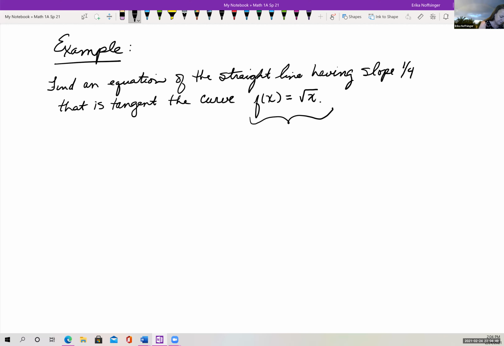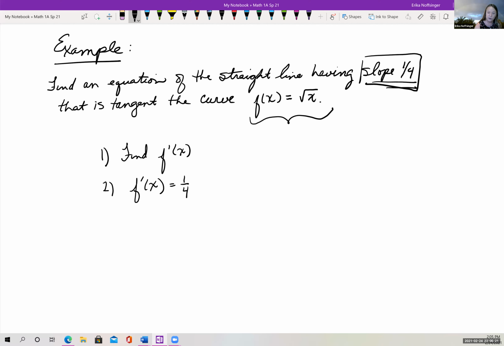So let's find f prime of x. Once we find the derivative function, we can set that derivative function equal to what we want the slope to be. So we would then look at when is f prime of x equal to a quarter. Well, once we figure out what x value that is, we know the slope of our line. We need to know what that point is on that line.